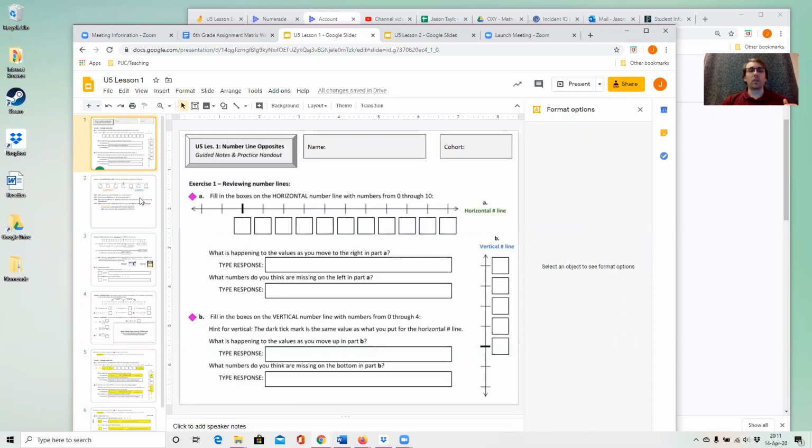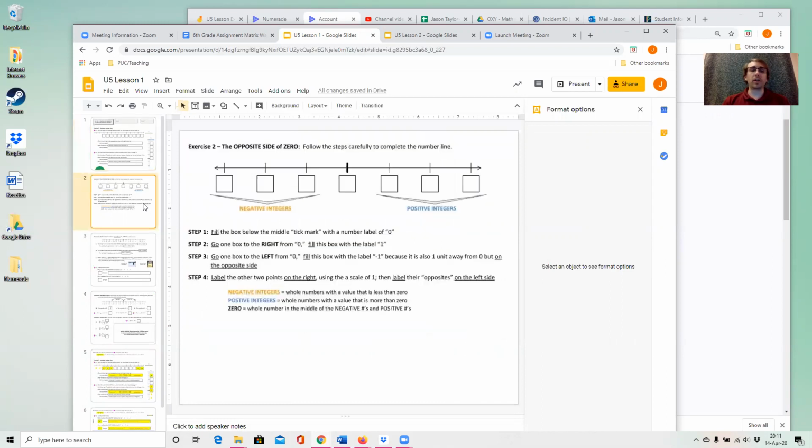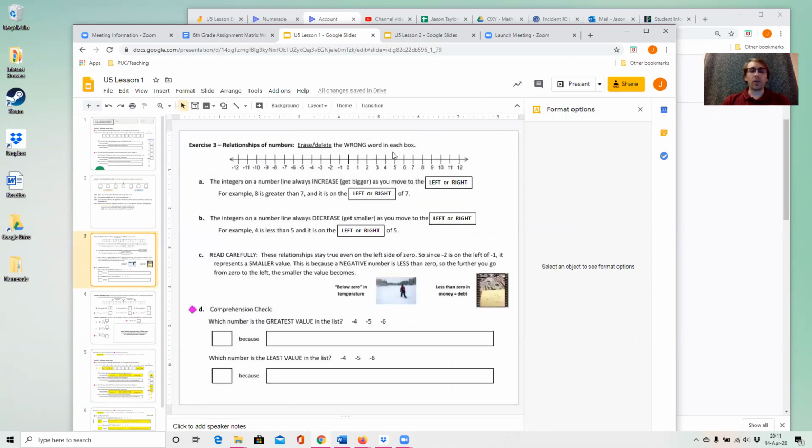This lesson will not have any videos to guide you through any of the work. It should be work that you can do for yourself if you read the directions carefully. So please make sure you read the directions carefully. Slide 2 steps you through 4 different steps in order to complete this number line. Please make sure you follow along each step carefully. The third asks you to remove one of the words in this statement. And so it's important that you read it carefully. Take a look at the number line if you're not quite sure.